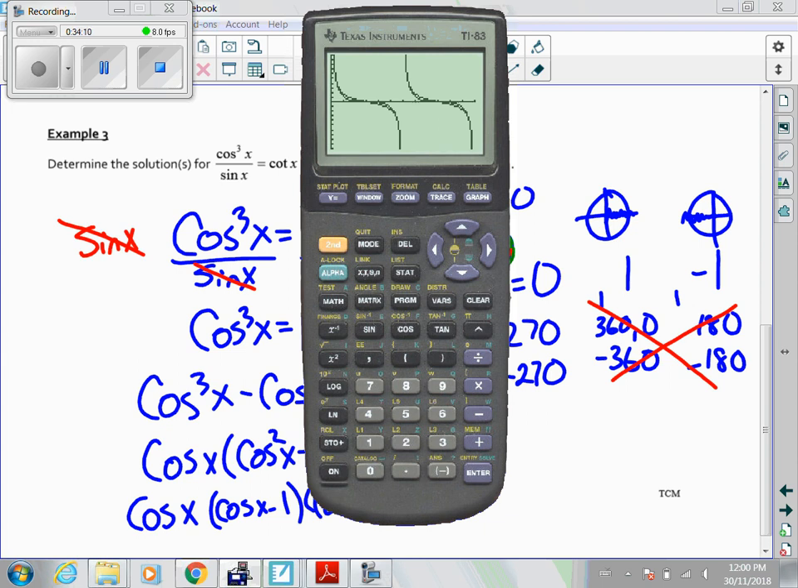Interesting. Now again, your table settings, this is a really handy trick. I can go into my table settings and I can put my change in table at like 30. Now if I go to my table, I can see my values right on up.